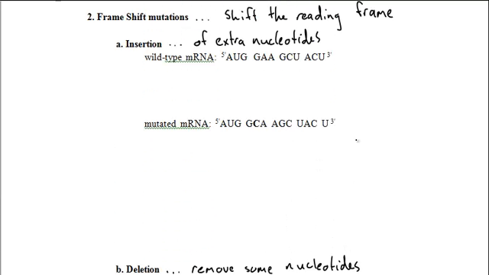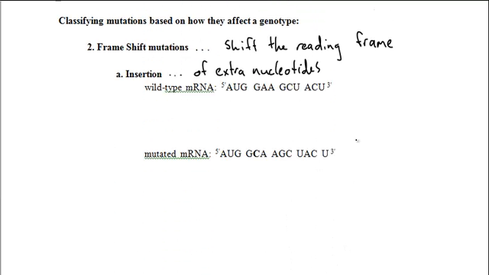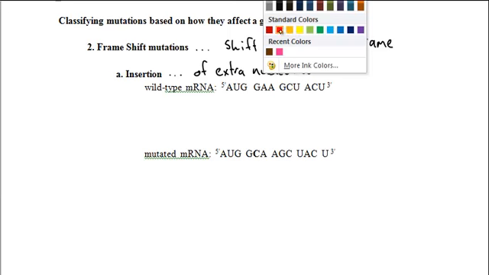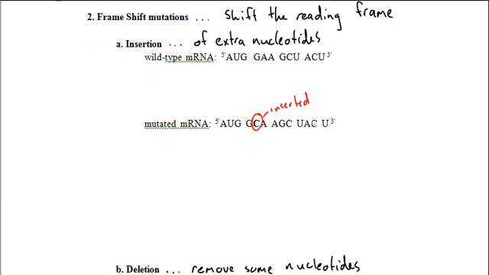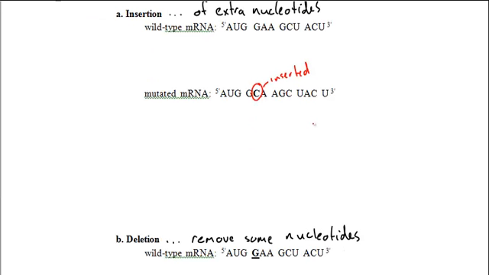Now these have a bigger impact because they don't just change a single amino acid, they actually change everything downstream of it. So if we look at the first example, being the insertion, in the second codon we've inserted a C. But because we read codons 3 nucleotides at a time, it shifts the whole frame.